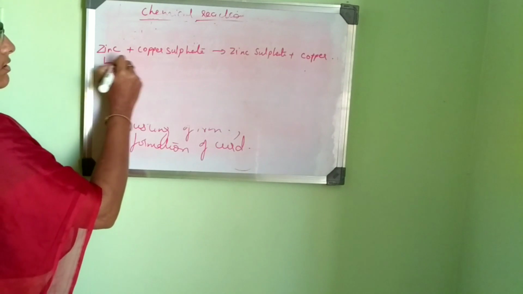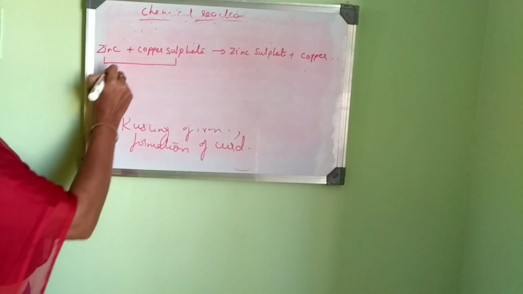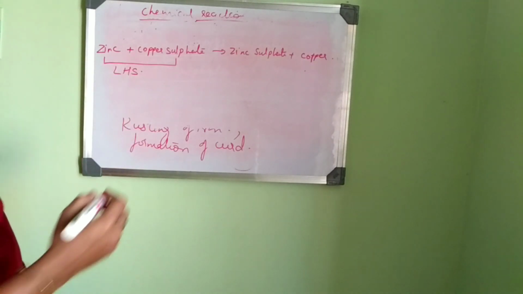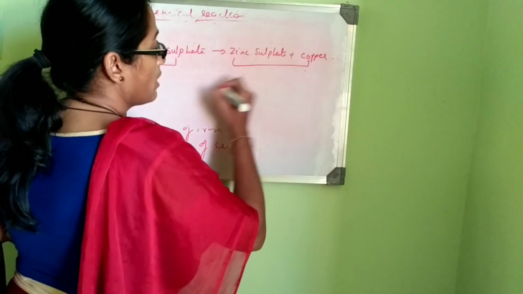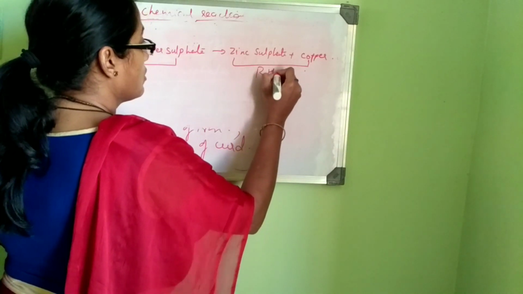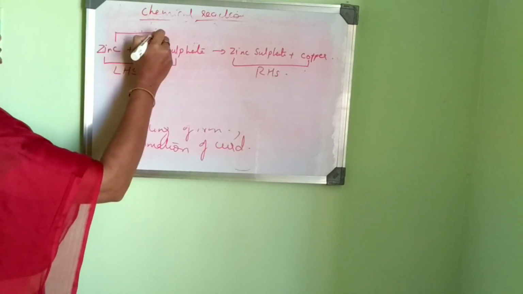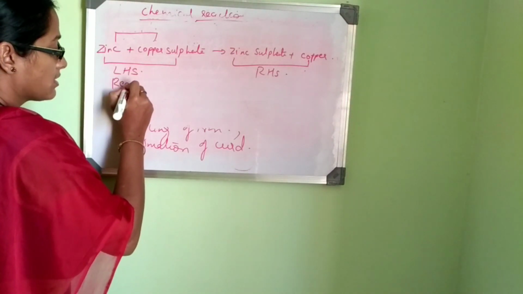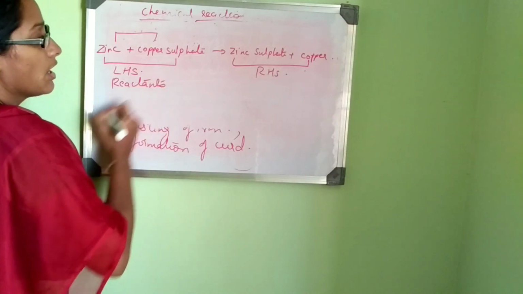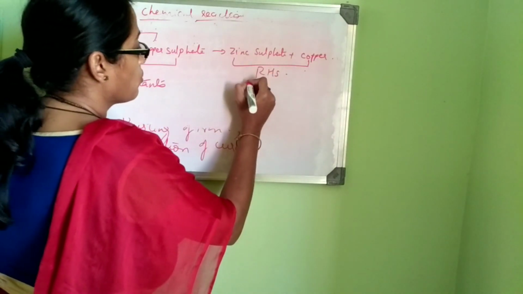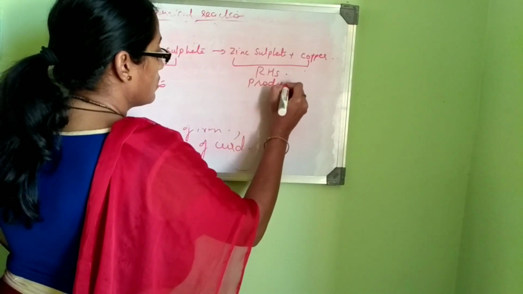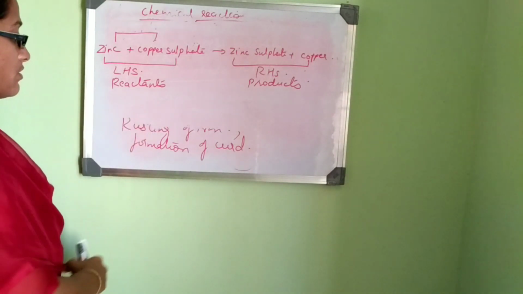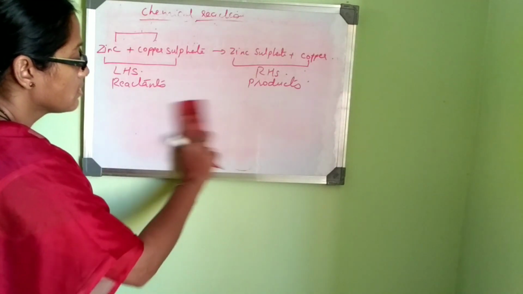Here you can see that we can divide it by taking the left hand side of the arrow as LHS, and the right hand side of the arrow you can write as RHS. This is the most important thing for any reaction to happen. The LHS are known as reactants, and this on the RHS side is known as the products. Now your question will be, why are these called reactants?